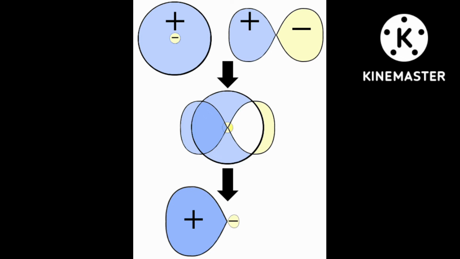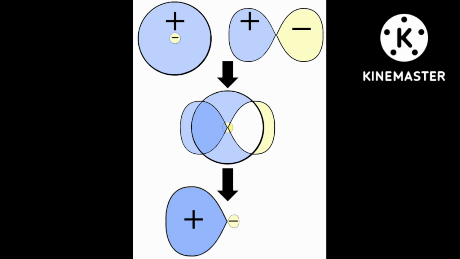Suppose an s orbital and a p orbital are mixing. One s orbital and one p orbital mix, then they will form sp orbitals. Their number will be 2, because we are mixing one s and one p. They will form two new orbitals, and the name will be sp, just like two brothers. Correct?